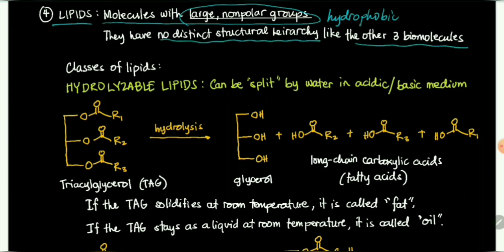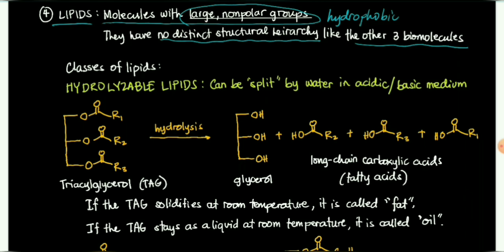Kasi kung mapapansin nyo dun sa tatlong biomolecules na na-discuss kanina, meron silang mga monomers, meron silang dimers, and polymers. So meron silang mga basic structural units. Tapos nagkakaroon lang sila ng mga linkages, okay, para mag-form sila ng mga larger molecules. So sa lipids, wala tayong masyadong gano'n. Okay? So distinct lang talaga ang mga molecules nito. So hindi sila nagpo-form ng mga polymers.